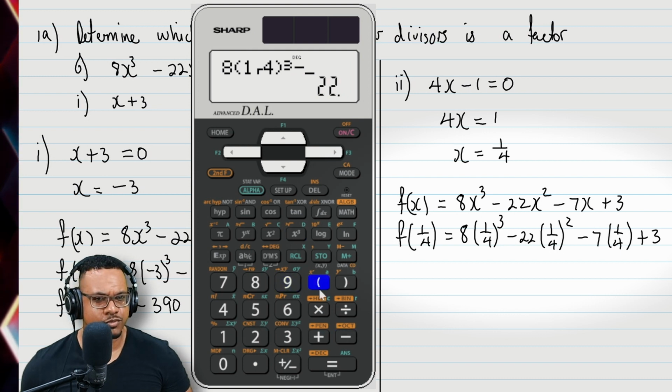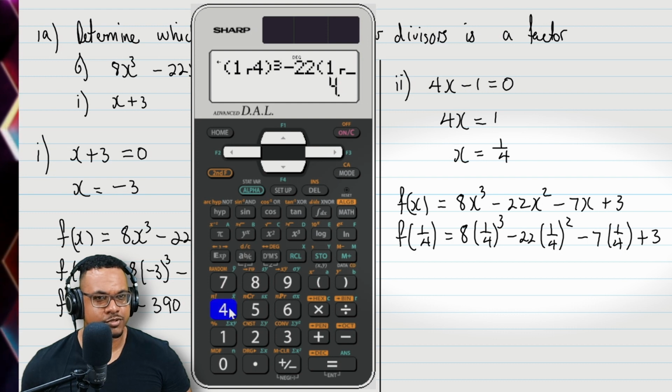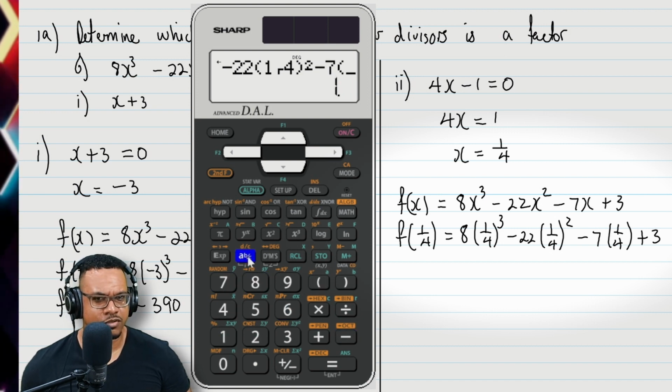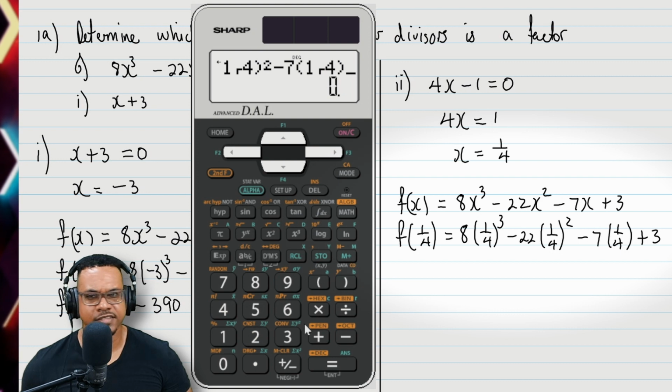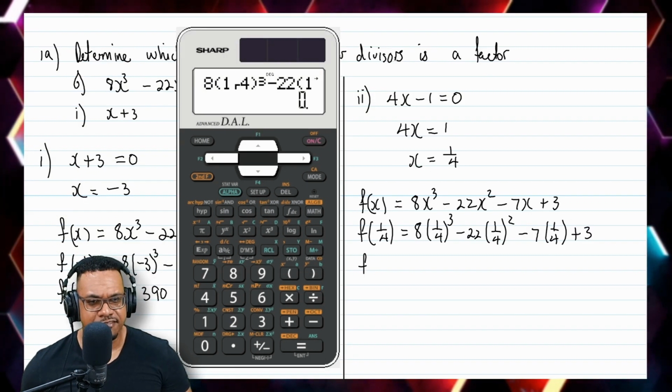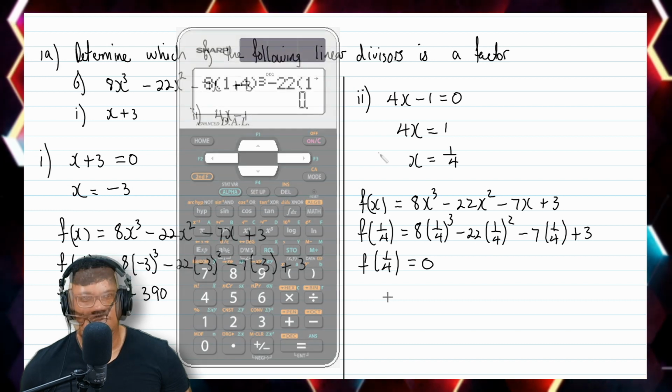Take away 22 open brackets. Put 1 fraction button 4, so it has 1 over 4. Close the brackets, press the x squared button to square it. Take away 7 open brackets, a quarter, so that's 1 over 4, close brackets, plus 3. Press equal, and you can see that we get 0. So that means f of a quarter is equal to 0.